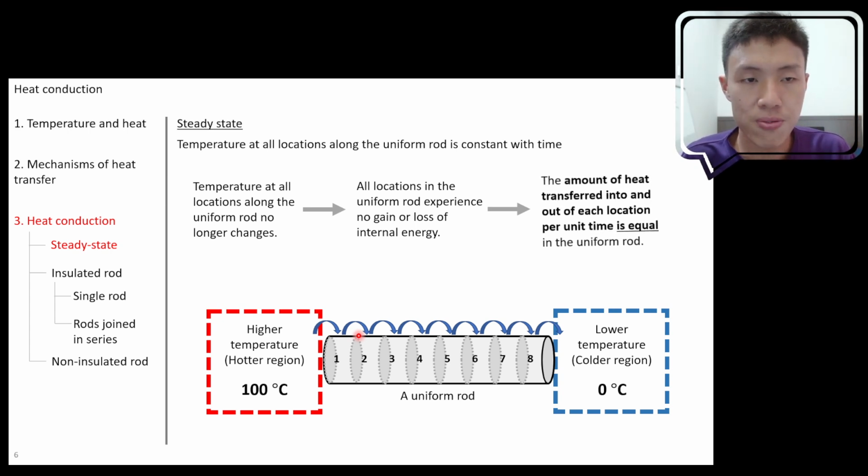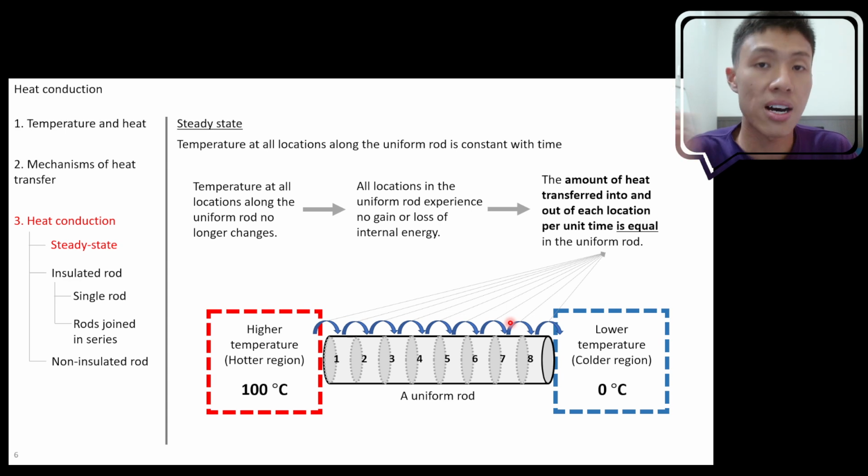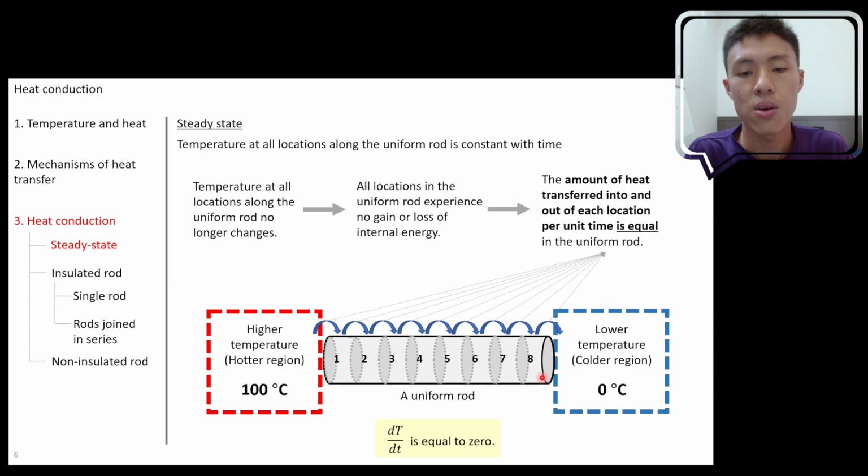Because of that, we know that the amount of heat transferred into one section and the amount of heat transferred out of one section must always be equal. All these arrows here represent the same amount of heat being transferred in or out of all positions of the uniform rod. Because of that, we can say that the temperature no longer changes. So T, the temperature, will not change with time, so dT/dt is equal to 0. That's the idea of steady state.